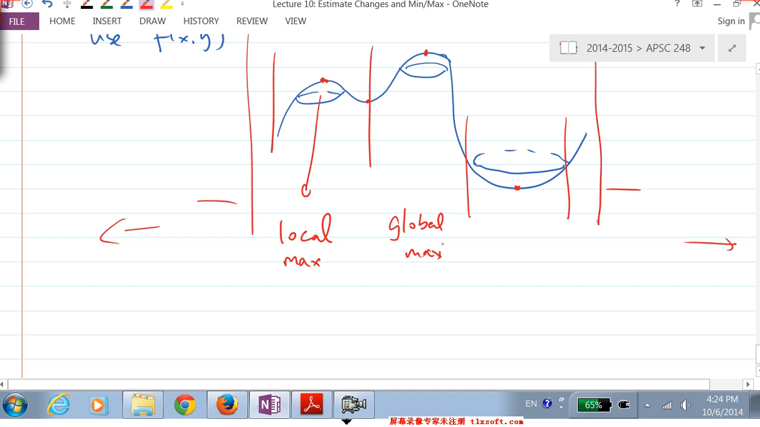And there is a local min right here, within this boundary, and there is a global min here. Global min. So anyway, when we are looking for min and max, this concept of local and global is something you have to bear in mind.